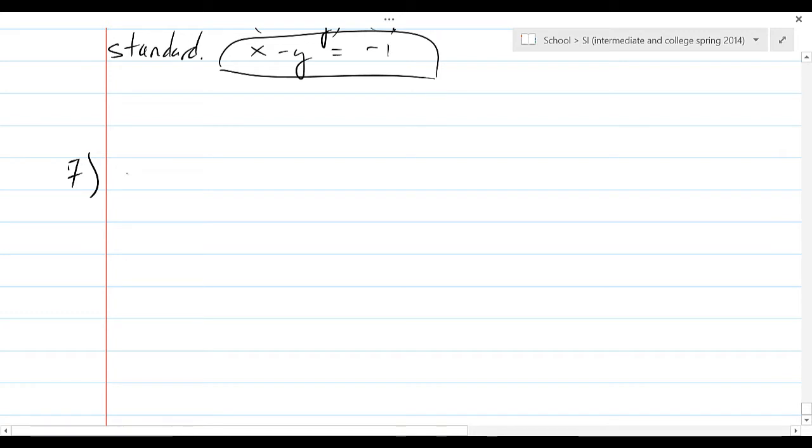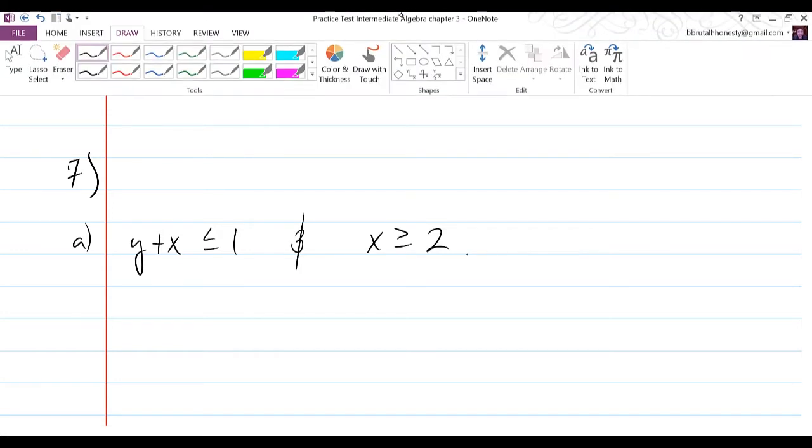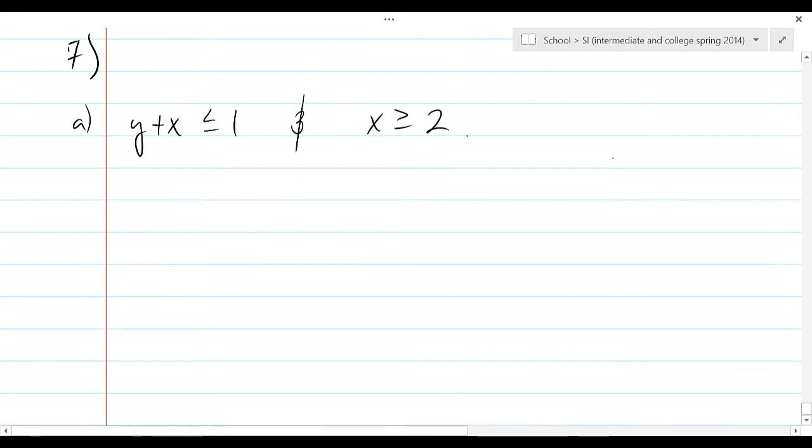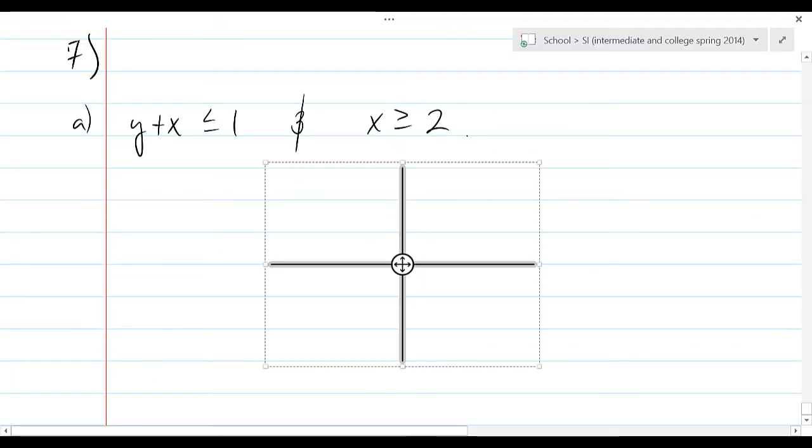The directions read: graph the intersection of each pair of inequalities. So, letter A, I've got y plus x is less than or equal to 1, and x is greater than or equal to 2. So we've got to graph the intersection of each pair of inequalities. Well, looks like we're asked to graph again, so let's go ahead and bust out the graphing tool. Oops, where'd it go? Awesome.